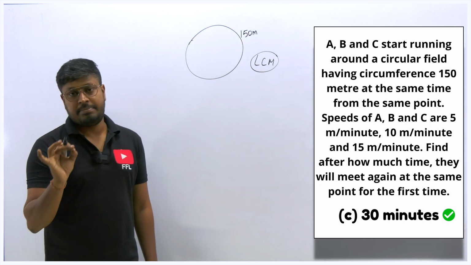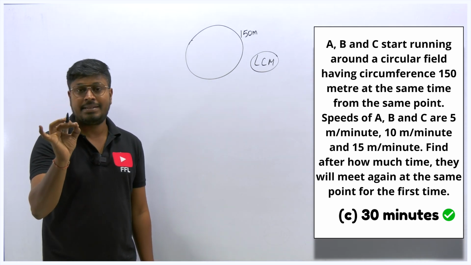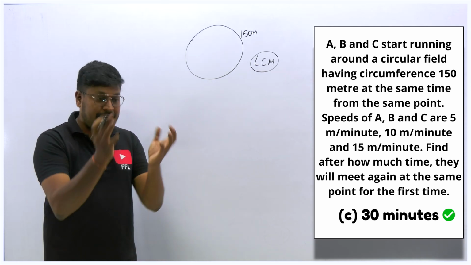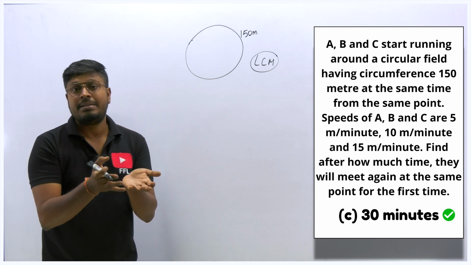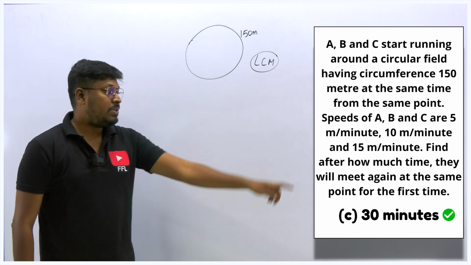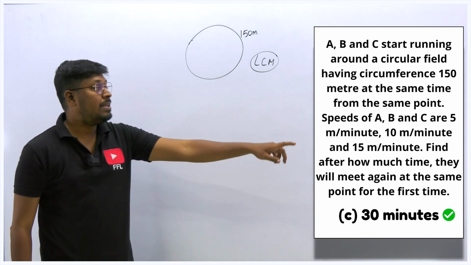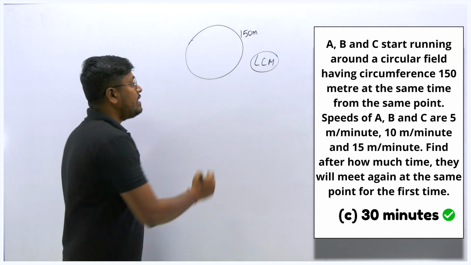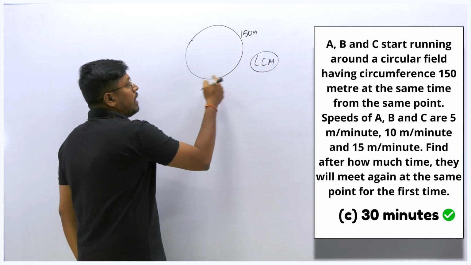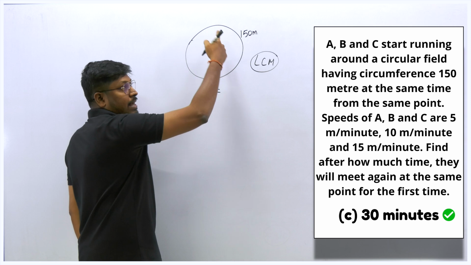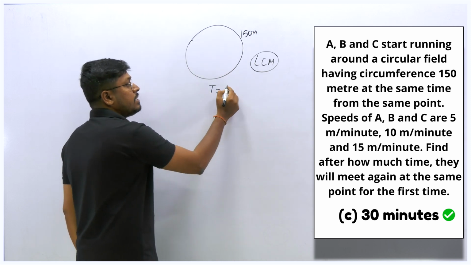Least common multiple, that means the least time: when will all 3 persons meet for the first time at the circular point? So here they have given the speed, as well as we know the distance. So we can easily find the time taken to complete one complete circular track. Time is equal to distance by speed.